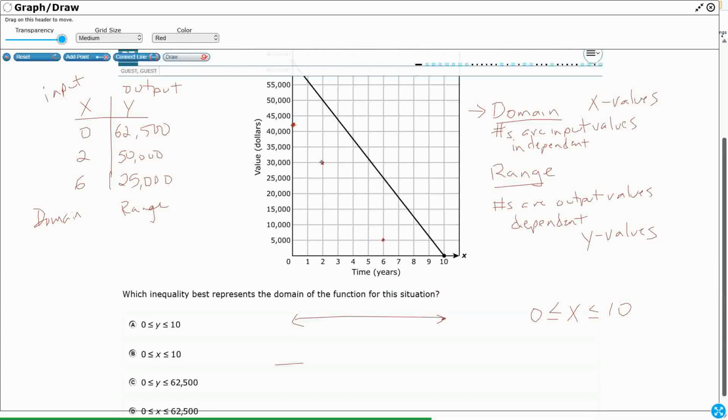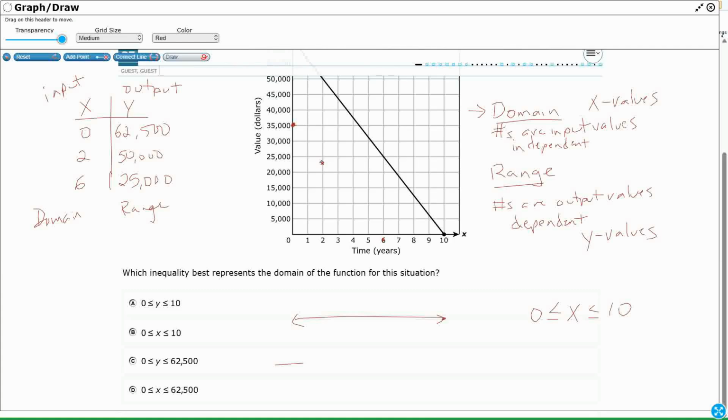And so our answer here is going to be B, because the x value, which is your time, and whenever you have time, time is always going to be independent, is greater than or equal to 0, less than or equal to 10.